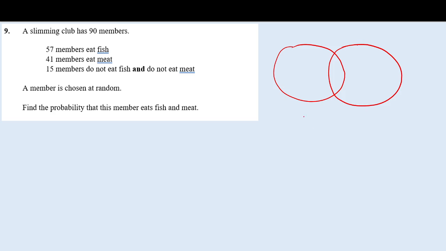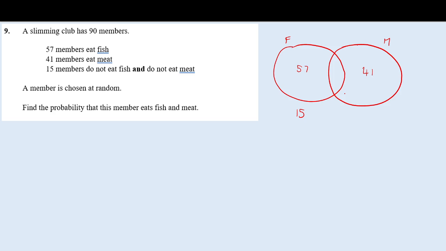Okay? And as my year 11s from my lesson this morning will know, you've got to read the information really carefully. Don't assume what that information says. We have 15 members that do not eat fish and do not eat meat. That is people who are outside of my diagram completely. I've got 57 members that eat fish. I've got 41 members that eat meat.